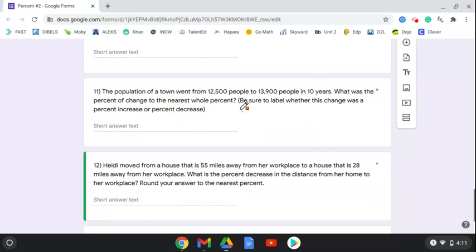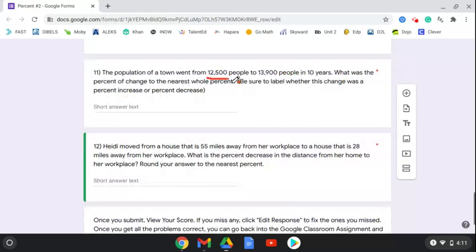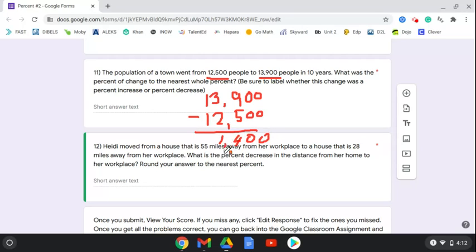Okay, number 11 here, the population of a town went from 12,500 to 13,900 in 10 years. What was the percent of change to the nearest whole percent? Okay, so let's first find the amount of change. So larger number, 13,900, minus the smaller number of 12,500. Okay, this would give me the amount of change, which looks like 1,400, right?